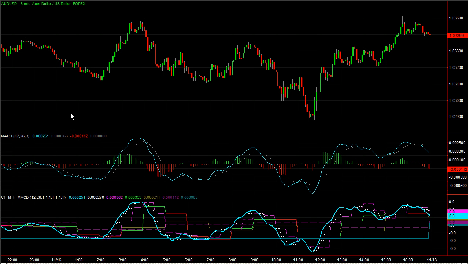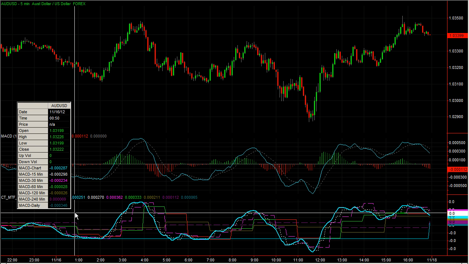Thank you for joining us, and we're going to share a really powerful edge on not only your Forex trading, but this works on stocks and futures just as well. We're going to take a normal MACD and we're going to enhance this MACD with the best edge of all, multiple time frames. Now this is a MACD on a 5-minute Aussie US dollar, but it works on any symbol.